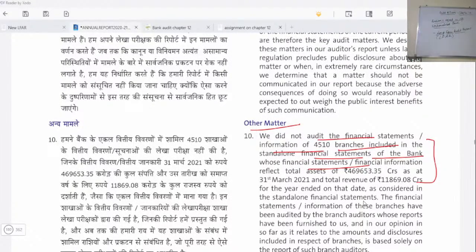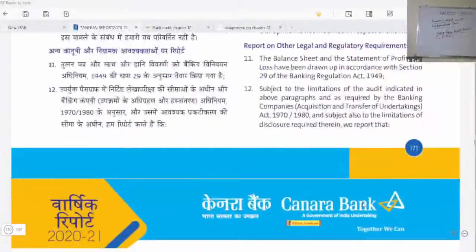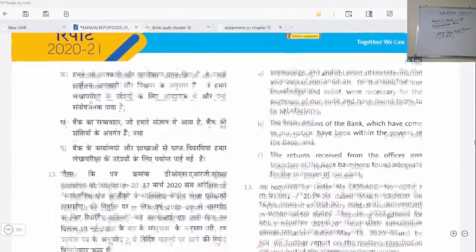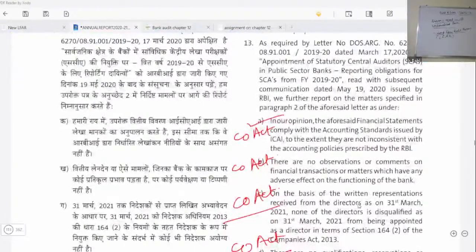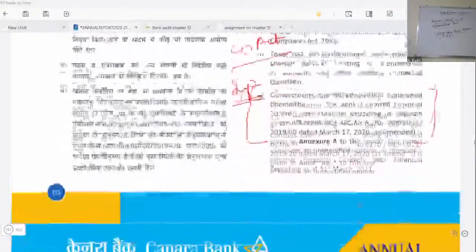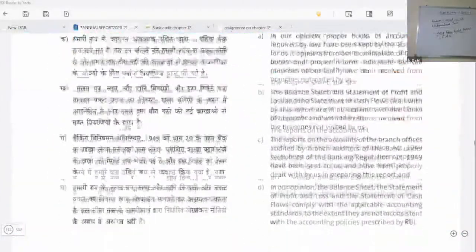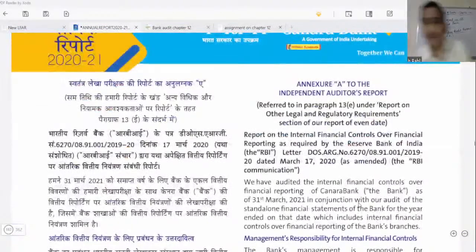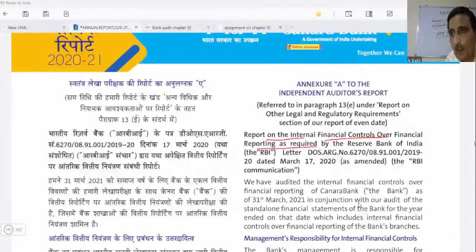I'll try to show it to you. Look, this is here: the report on the internal financial controls over financial reporting. Okay. So this is the report.